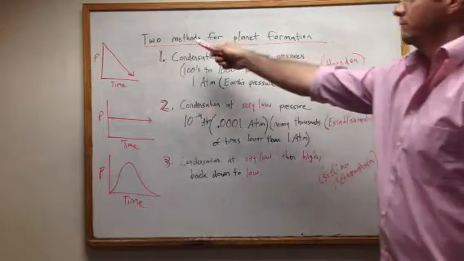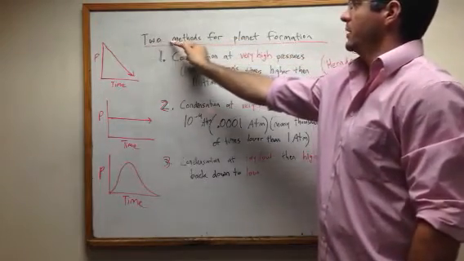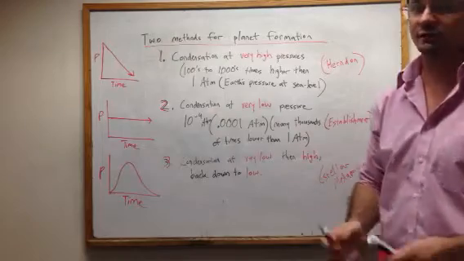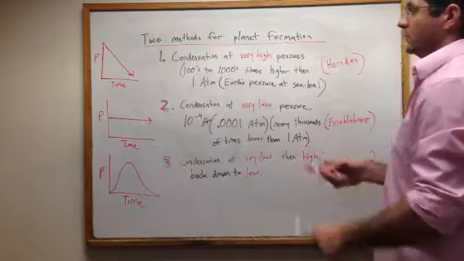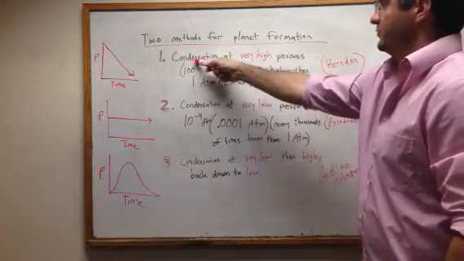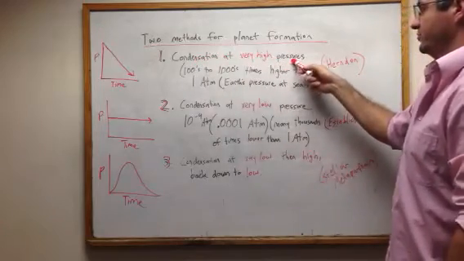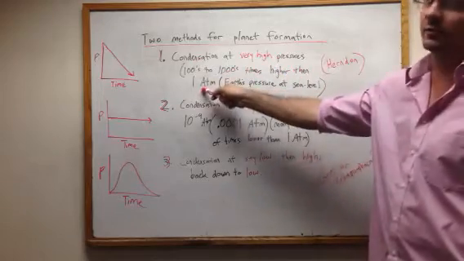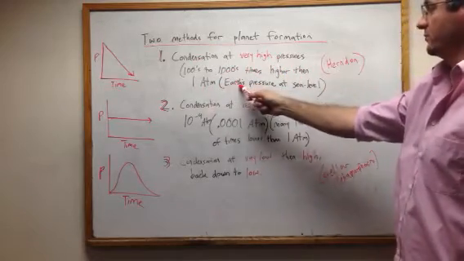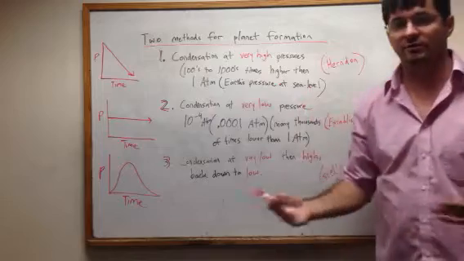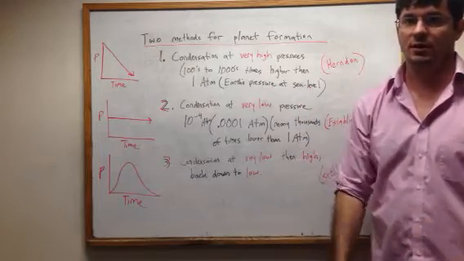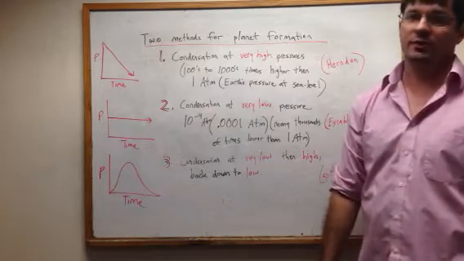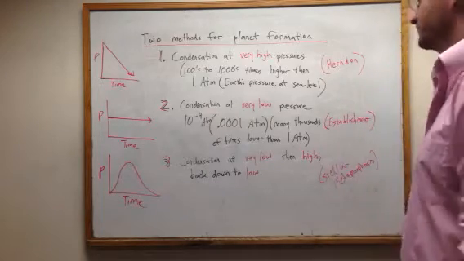Alright, we have two main methods for planet formation that are published inside of a lot of research. You have the first one, condensation at very high pressures, hundreds to thousands of times higher than 1 atmosphere. And 1 atmosphere is Earth's pressure at sea level. It's what you breathe in when you're standing at sea level. If you're in Denver, Colorado, that's not exactly the case, it's a little lower.